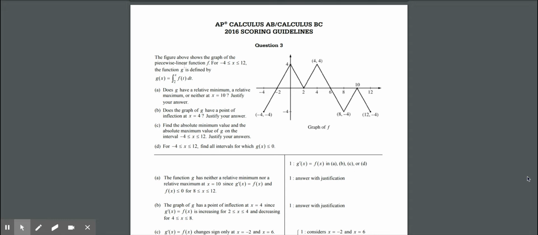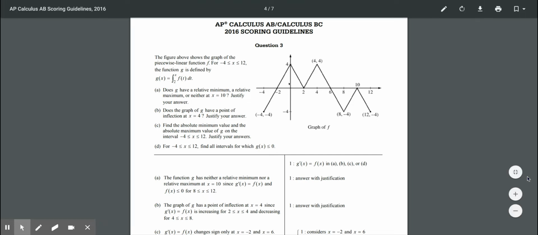So same idea. We've got this graph of f. I know that g of x is defined as this accumulation function. All right, and so we're working with the same idea that g prime of x is equal to just f of x, or this graph itself. Again, I don't know what g of x looks like, but I know that g prime of x is equal to f of x, and so I can get a lot of information from just this graph. All right, so let's jump in.